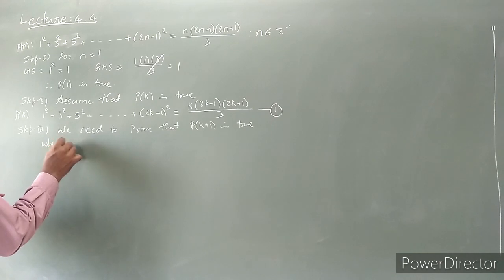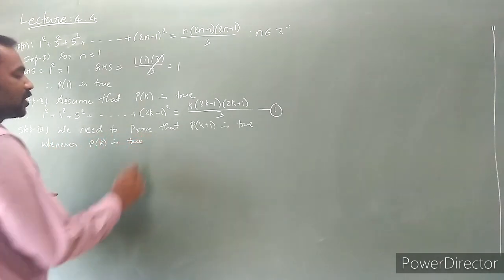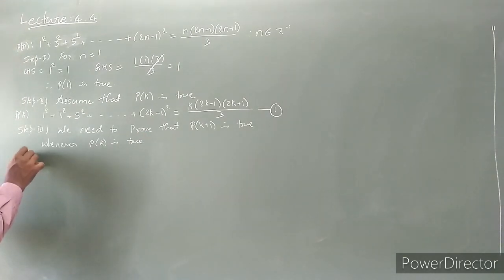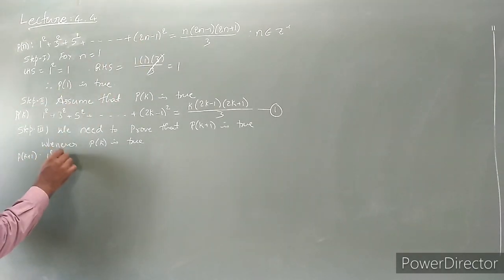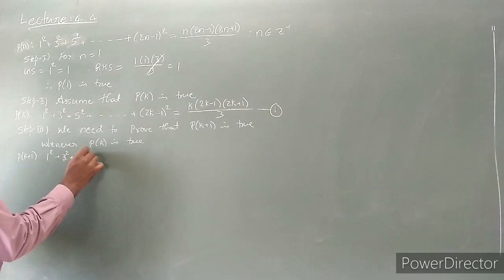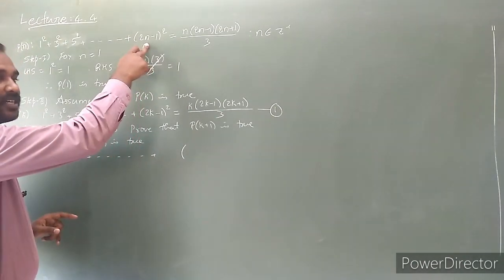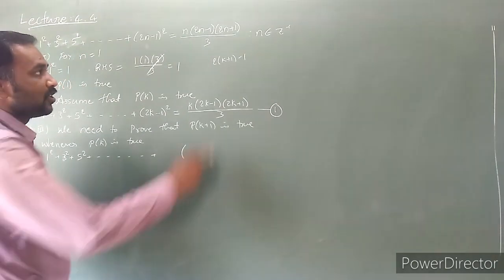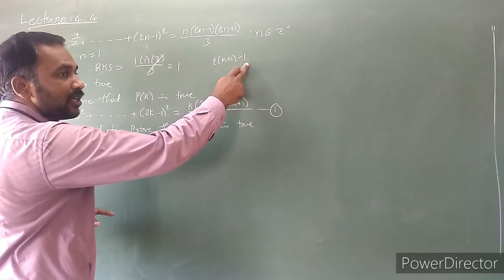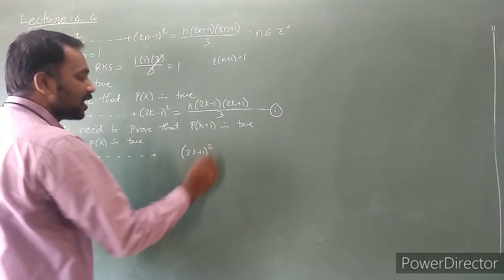Whenever P of k is true, we look at P of k plus 1. What is P of k plus 1? In place of n, replace k plus 1. 1 square plus 3 square plus 5 square plus so on plus, in place of n, k plus 1: 2 into (k plus 1) minus 1 is 2k plus 2 minus 1, that means 2k plus 1, that whole square as it is.